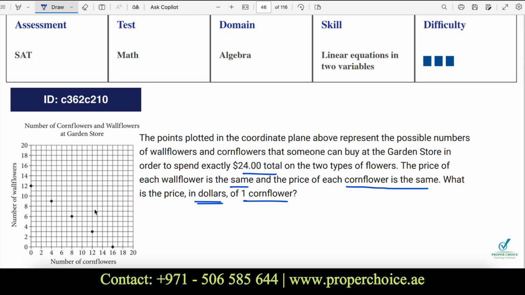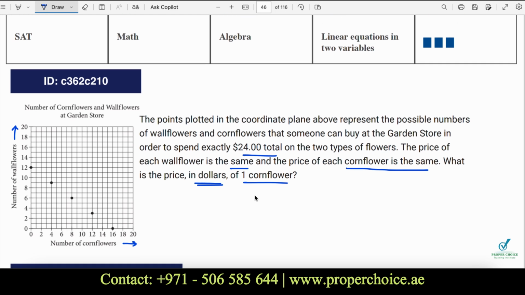We have to predict it from the given graph. As you see, the y-axis is representing the number of wallflowers and the x-axis is representing the number of cornflowers. Make use of this graph and predict the price of each cornflower, as the person has to spend a total of $24.